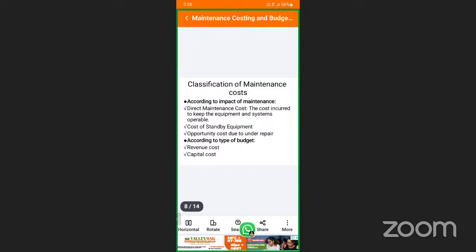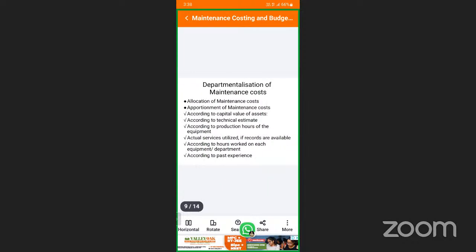So this is one classification of maintenance cost. We have seen the different classifications of maintenance cost based on the different criteria: based on the behavior, based on the nature, based on the impact, based on the type of budget. Do you have any doubt here so far? No, ma'am. Okay, so can I move ahead?